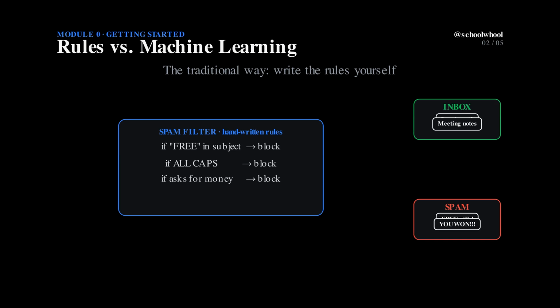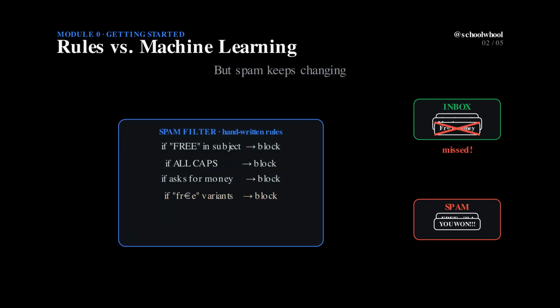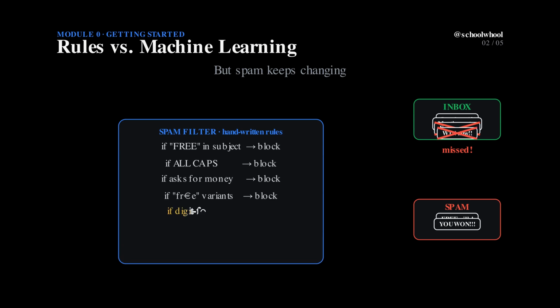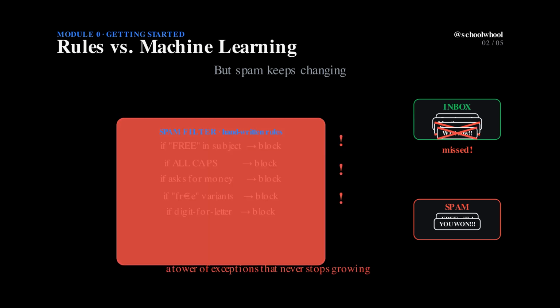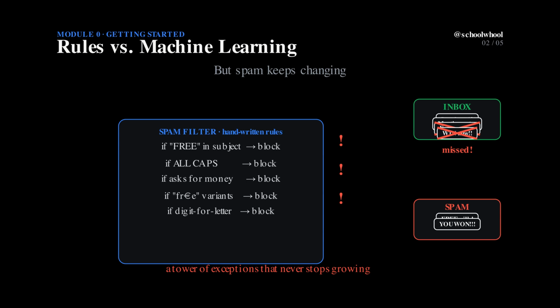But spammers never stand still. Someone spells free with a symbol, and their message slips right past our rules. So we patch the filter. Then a new trick appears. And another. Every fix adds one more rule to the pile. And before long we are maintaining a tower of exceptions that never stops growing.